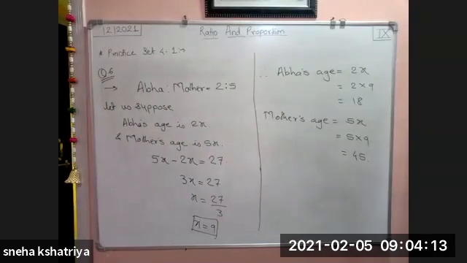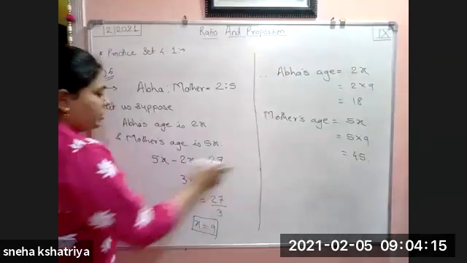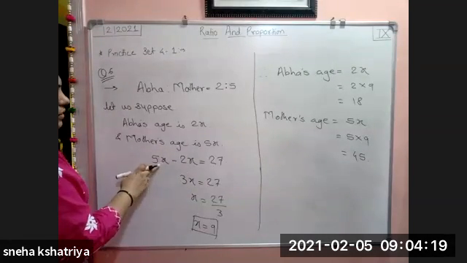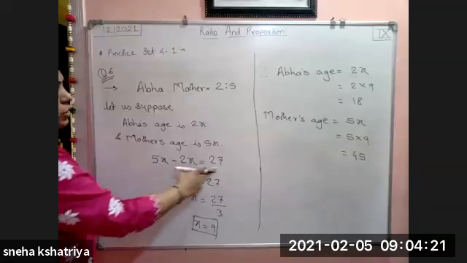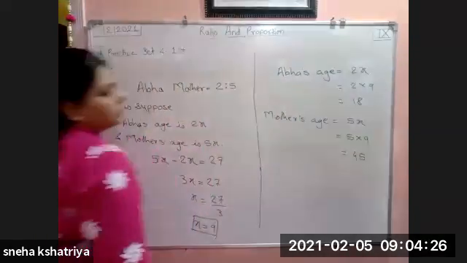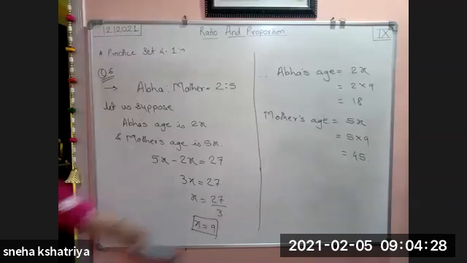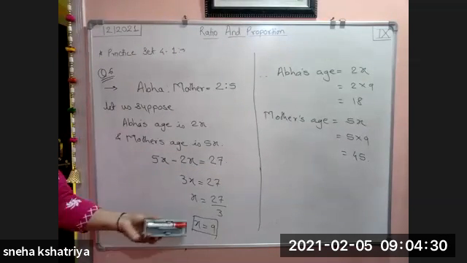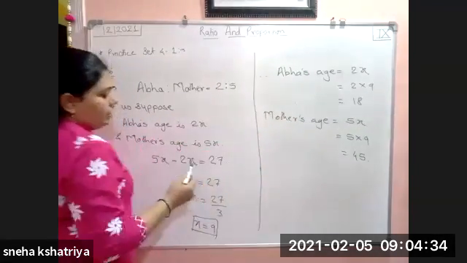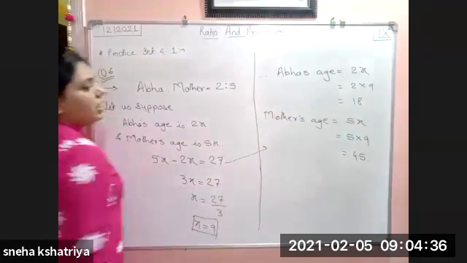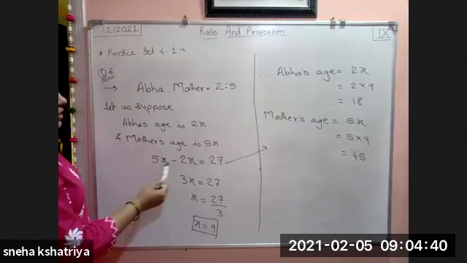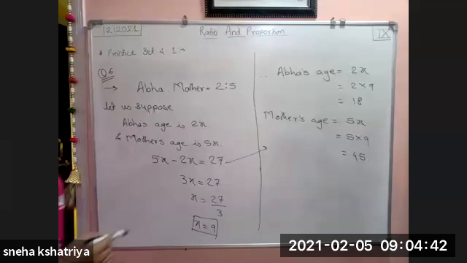Mother's age is 45. Now if you put this value in the equation, it will satisfy. From mother's age, subtract Abha's age, you will get 27, since 45 minus 18 is 27. After getting the answers, you can verify whether they are right or wrong. It satisfies the given condition that mother's age minus Abha's age is equal to 27 years.